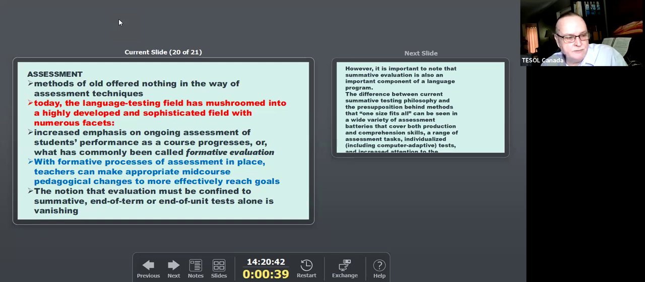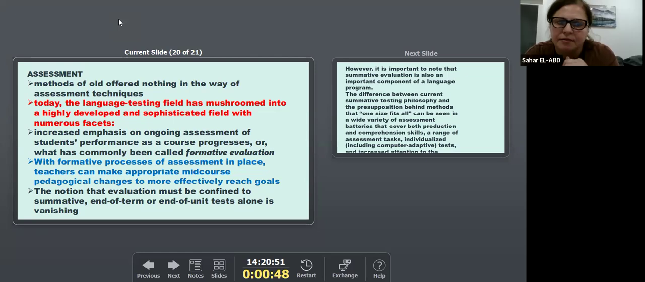Yes. And that notion that evaluation must be confined to summative end of term, end of unit tests alone is vanishing.